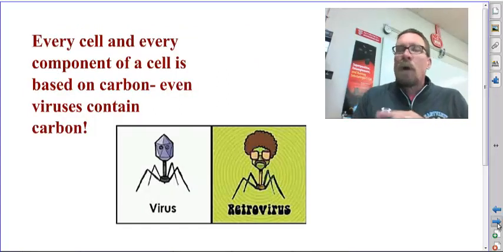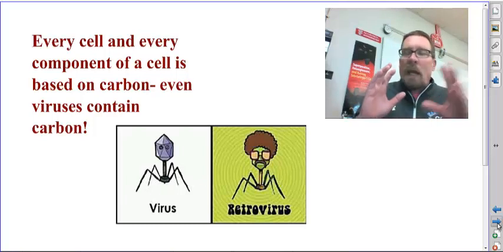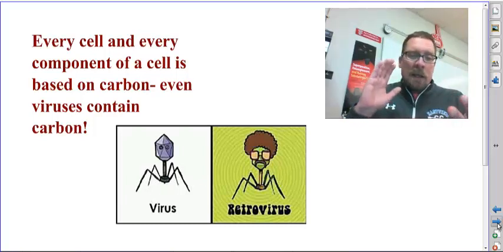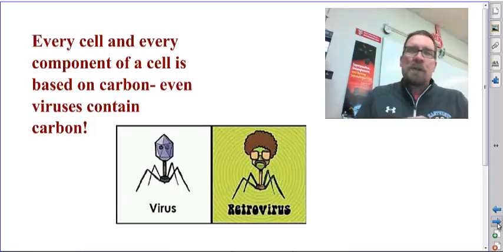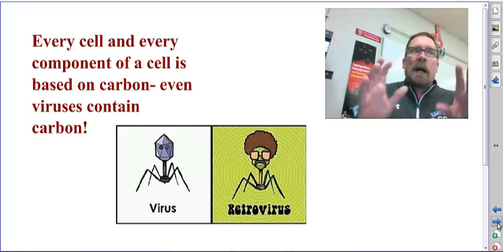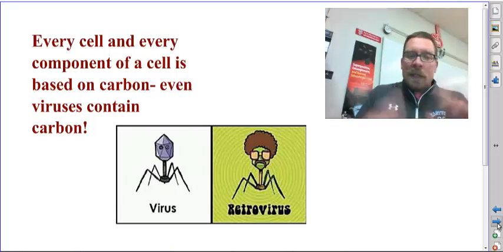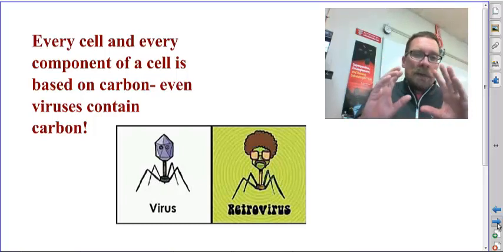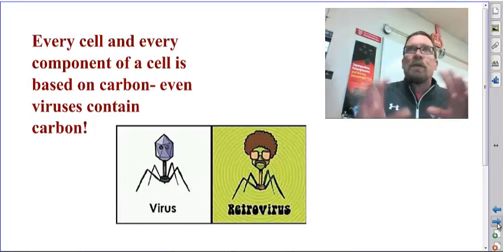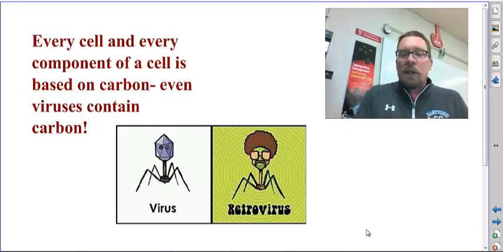Every cell, every component of a cell, you could be a plant, a shrubbery, a fish, a shark, a worm, a bug, dust mites. You could be a dog, a cat, a sophomore, a junior, a senior. You could even, as you can see by our diagram here, be a non-living virus or freshman, very similar. Those all contain carbon as the basis of their structure.